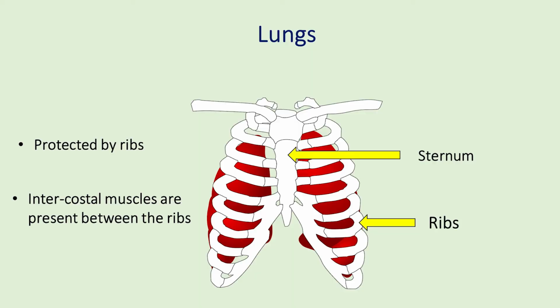In the thoracic cavity, lungs are protected by ribs, and intercostal muscles are seen between the ribs. In the thoracic cavity, the ribs altogether form a rib cage. This rib cage is connected to the vertebra at the back and to the sternum in the front. The lowermost ribs are floating ribs and they are not attached to the rib cage.